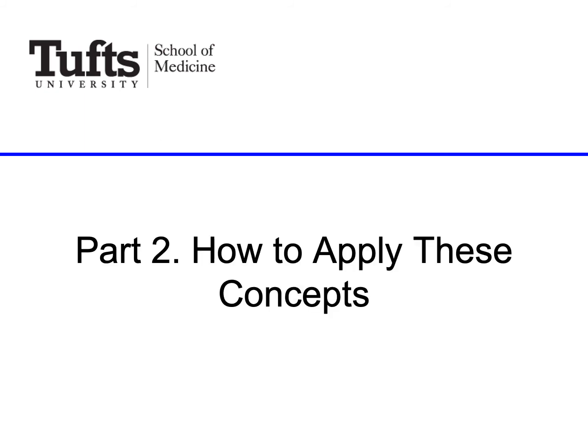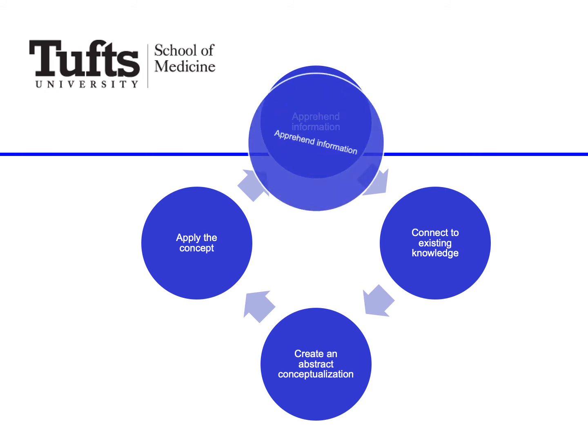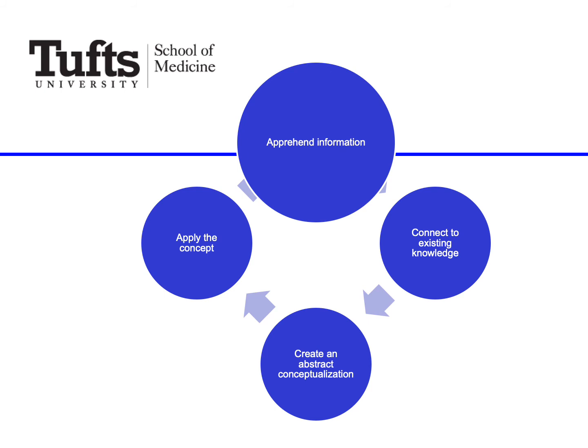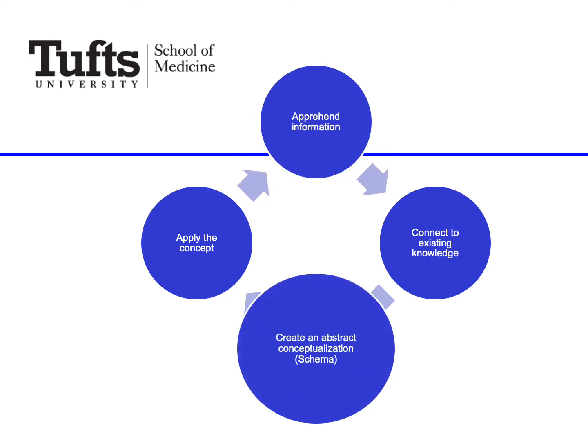Okay, so now part 2, I'm going to transition to how to apply these concepts. We can use these theories to help students by structuring our presentations so that we help them apprehend the information, take in the new information we have to offer, and to comprehend the information, create an abstract conceptualization in their minds. In this way, we help them to organize the information we give them so that they can both recall it and apply it to new situations.